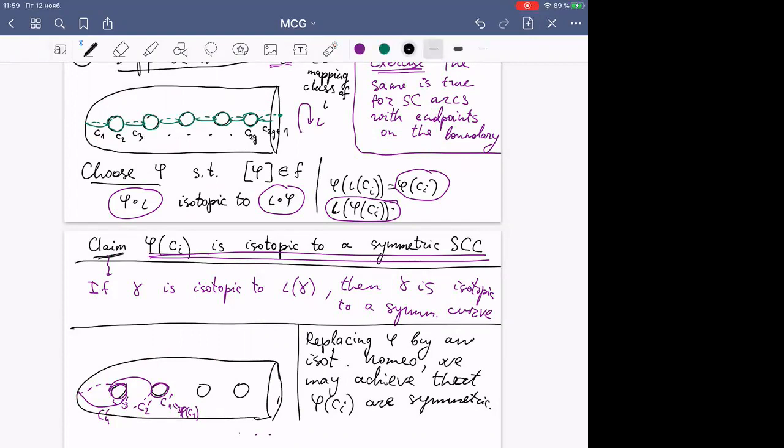Now I would like to construct a homeomorphism which takes these curves to those curves, respecting orientations, and I would like this homeomorphism to be symmetric. So I would like to construct a symmetric homeomorphism which takes these curves to those curves. It is not hard. Namely, we start with C1. It contains two fixed points, and it has certain orientations. After phi, we obtain C1 prime with certain orientations and again with two fixed points.